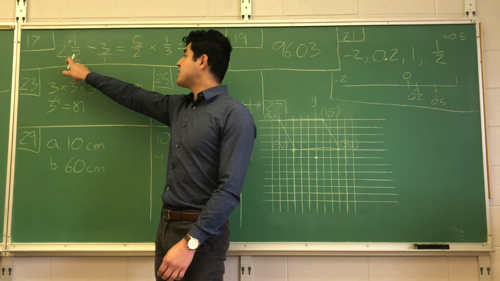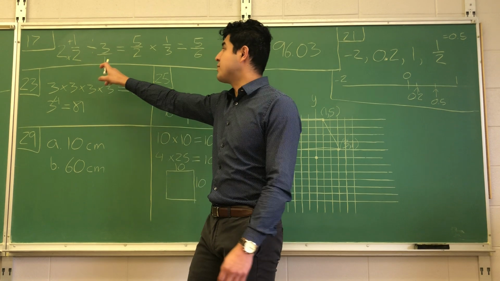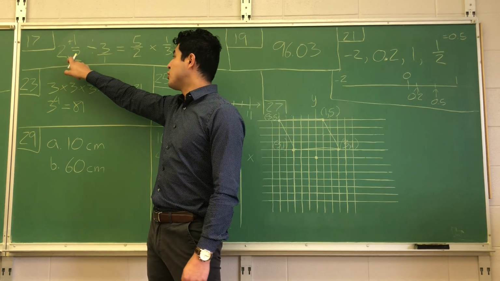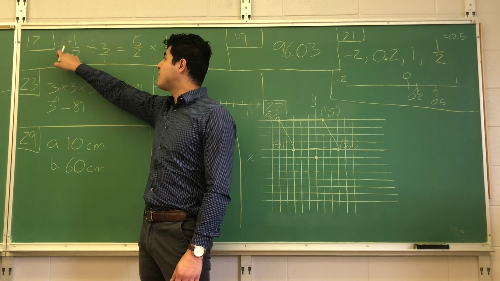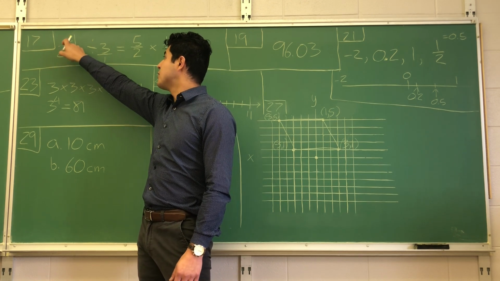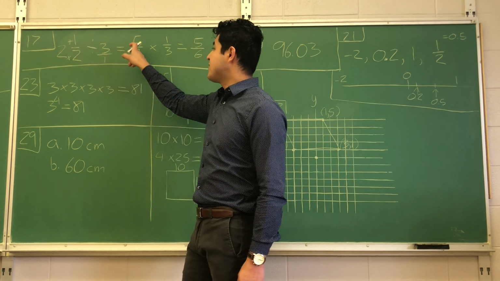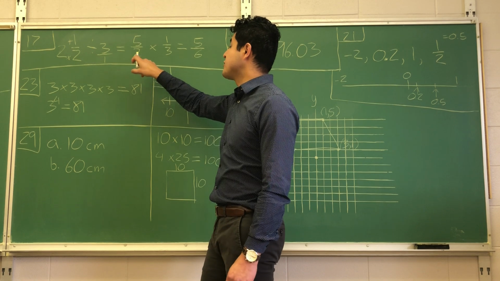So in order to change the mixed number into an improper fraction, I'm going to multiply 2 times 2, which gives me 4. And then I'm going to add 4 and 1, which gives me 5. So 2 times 2 plus 1 equals 5. And the denominator remains the same, so I have 5 over 2.